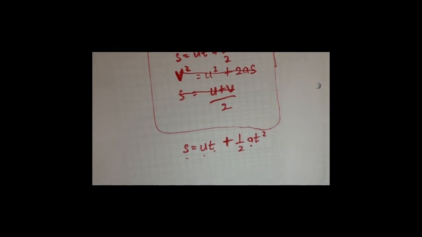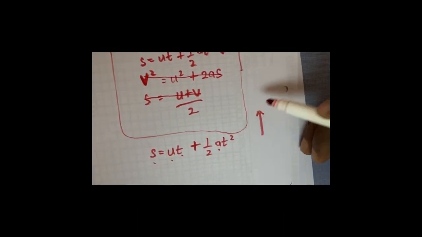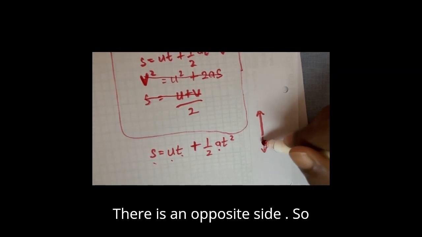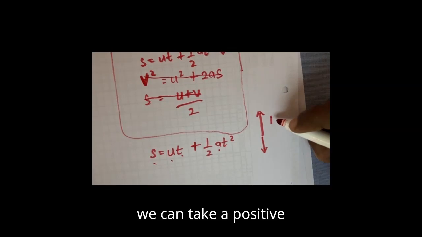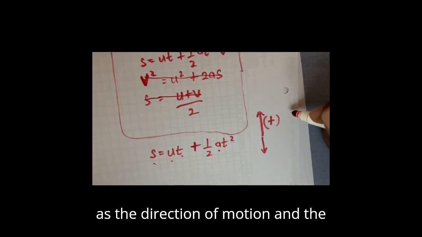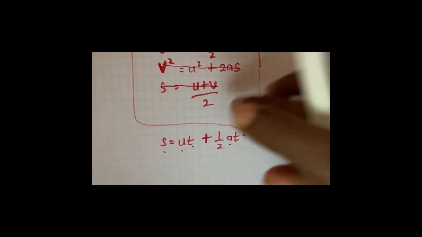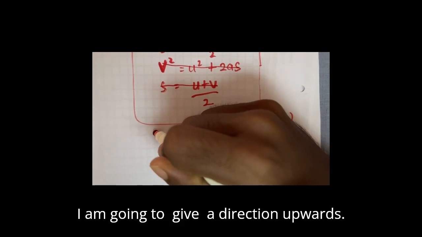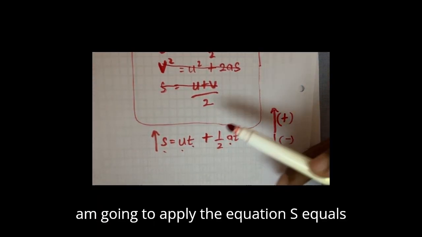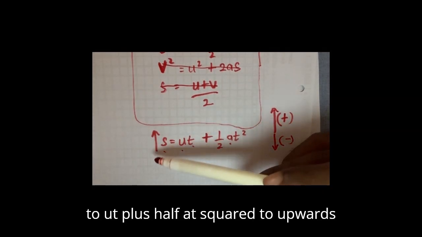When the object is thrown upwards, there is an opposite side as well. So we can take positive as the direction of motion and negative as the opposite side. I'm going to take upwards as the positive direction here. So the object is thrown upwards. I'm going to apply the equation S equals UT plus half AT squared in the upward direction.